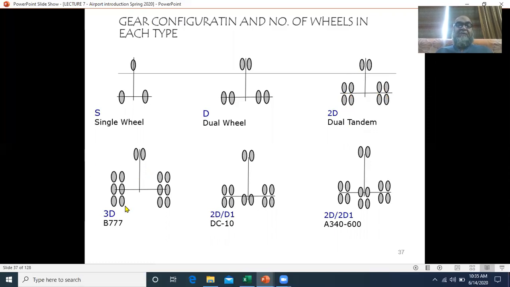Then we have more, like dual tire, but then we have what we call tridem, or 3D, having two columns and three rows. And there is another configuration in which we have these tandems on the wings, and then on the fuselage at the front nose there are dual wheels on each side. This is another configuration, of the Airbus A340-600.